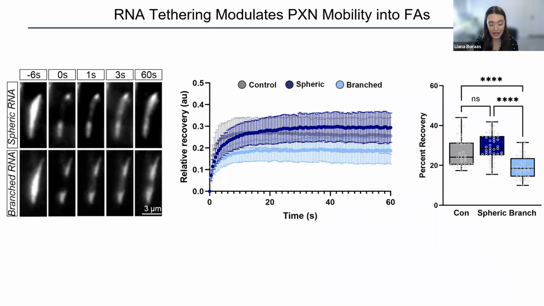Because the paxillin is fluorescently labeled, we can go in and FRAP, fluorescence recovery after photobleaching, the focal adhesions and see what happens. We did this for control, spheric and branched RNA. And what we saw is that with the branched RNA in particular, we saw a reduced percent recovery compared to both the control and the spheric RNA. So it seems that simply by expressing RNA at the focal adhesions, there's something limiting paxillin's ability to get into the focal adhesion after FRAP.